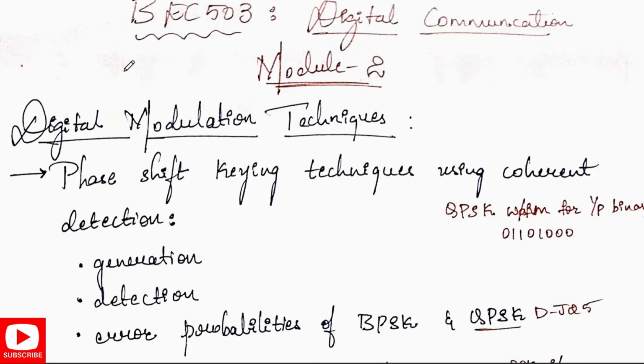This is 5th semester digital communication, subject code BEC503. This is the continuation of the series that we had started, and here we'll be doing module 2, where we'll be covering the digital modulation techniques. That is, the first part is phase shift keying techniques using coherent detection. That is the generation part, detection part, and error probability of DPSK and QPSK, which is an important question.